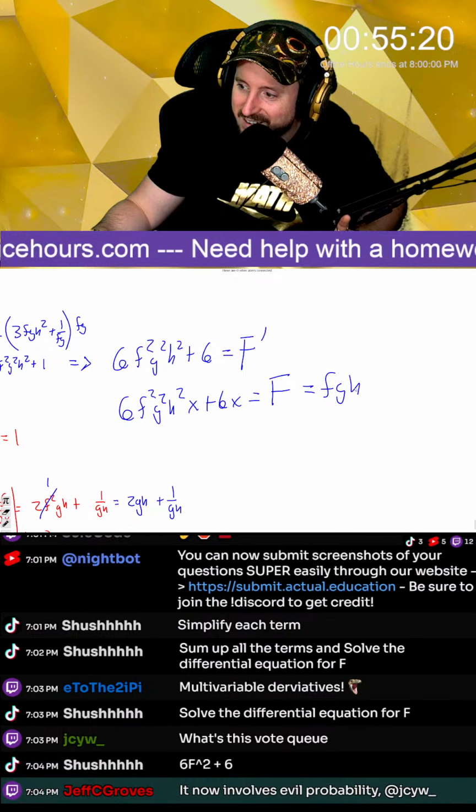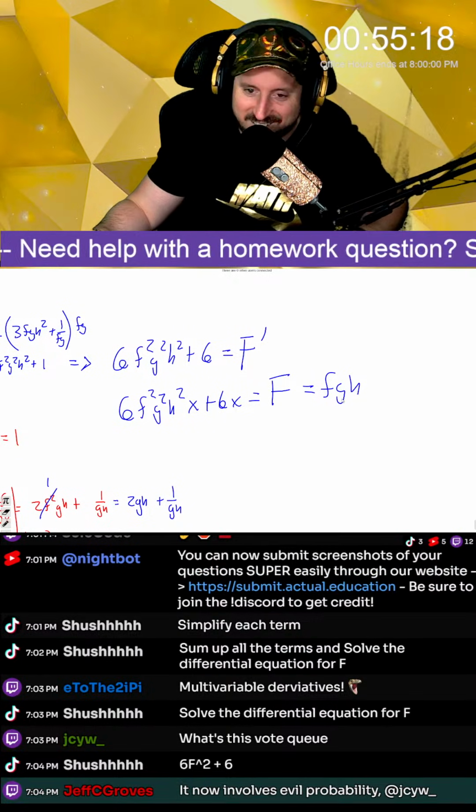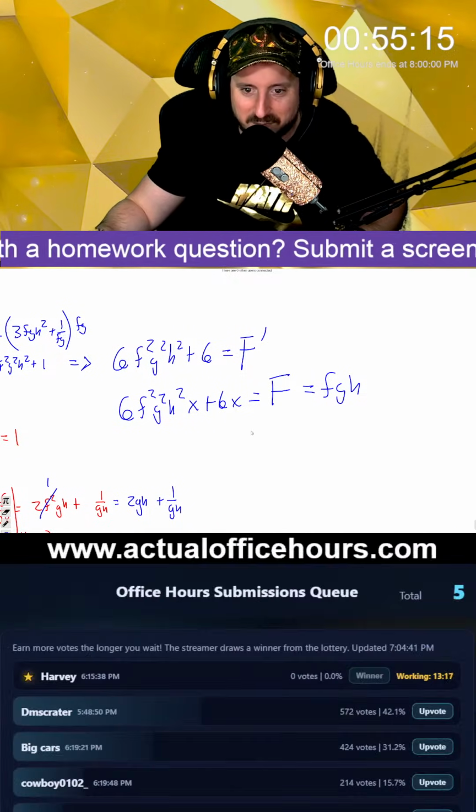What's this vote queue? It involves evil probability. It's a way for you to decide who gets vote.